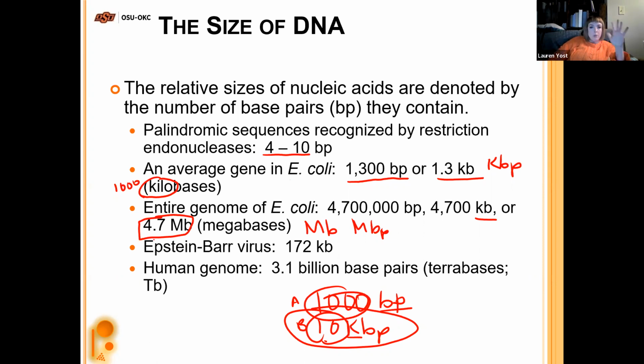So moving on, Epstein-Barr virus has a whole genome of 172 kilobase pairs, whereas the human genome has 3.1 billion base pairs, which is terabases, a billion. Like computers, yes.